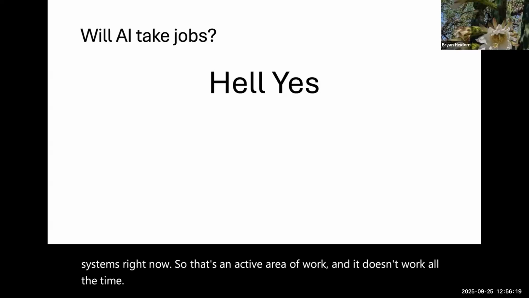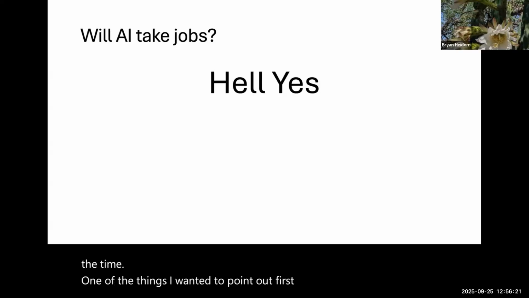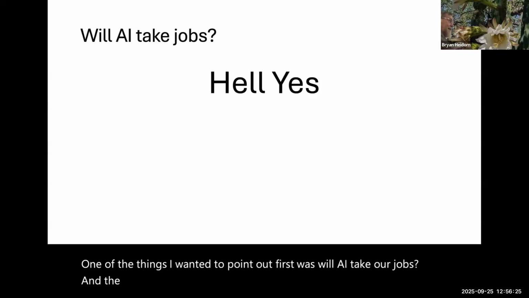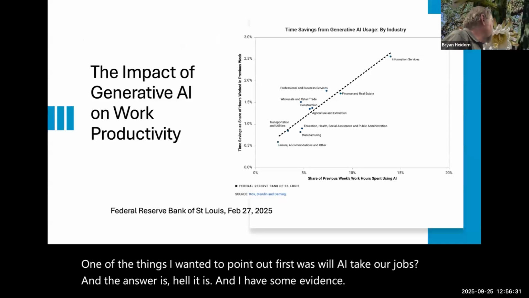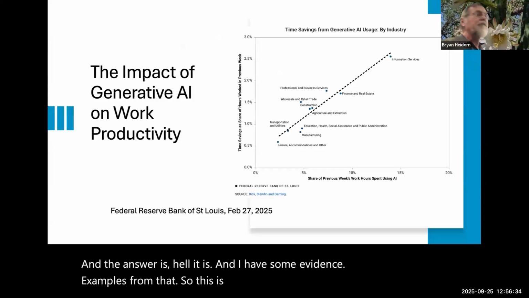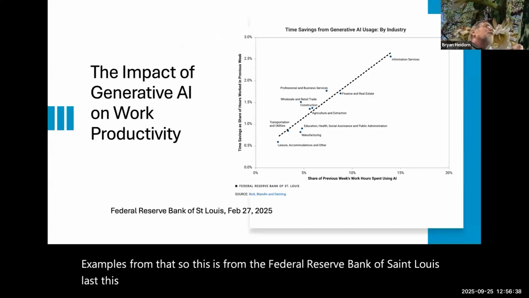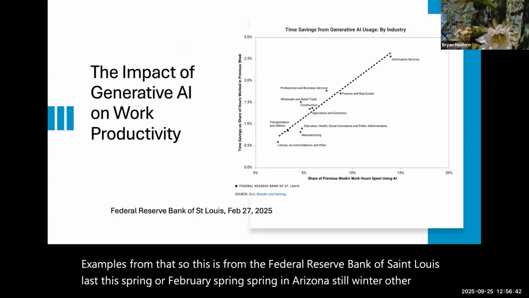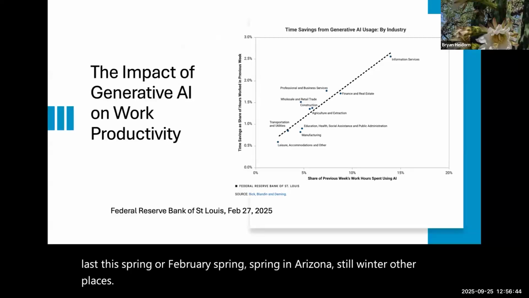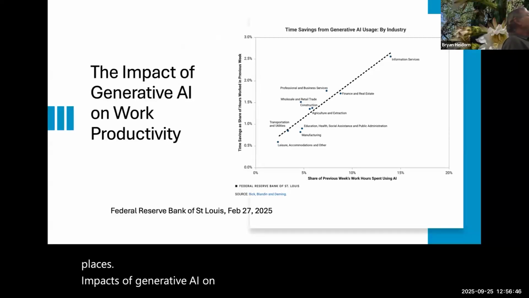One of the things I wanted to point out first was, will AI take our jobs? And the answer is, hell yeah, it is. And I have some evidence examples from that. So this is from the Federal Reserve Bank of St. Louis the spring or February, spring in Arizona, still winter other places. Impacts of generative AI on work productivity.